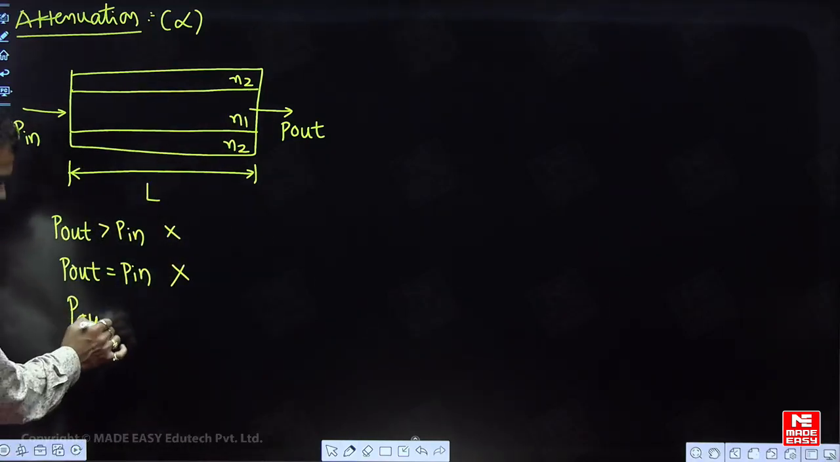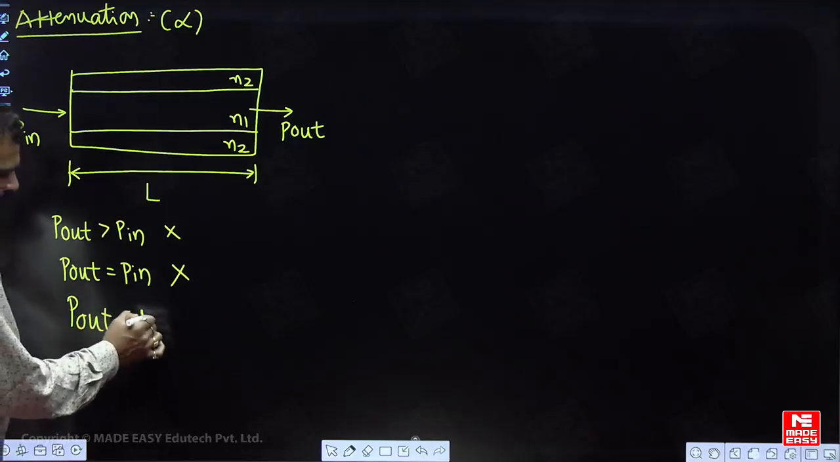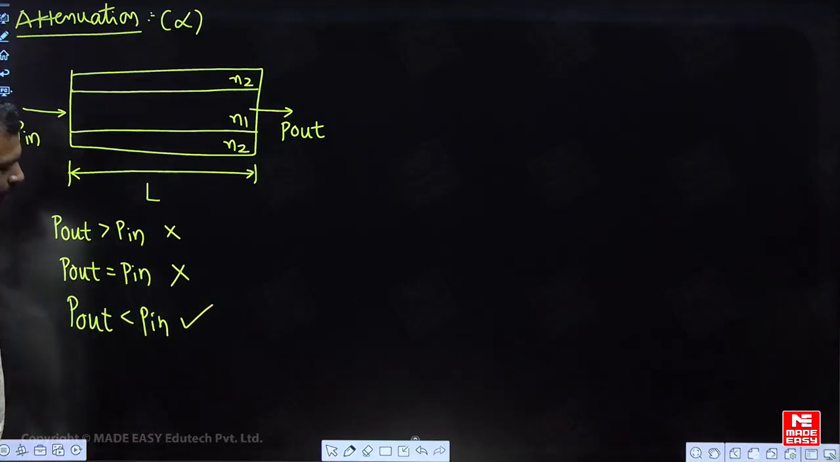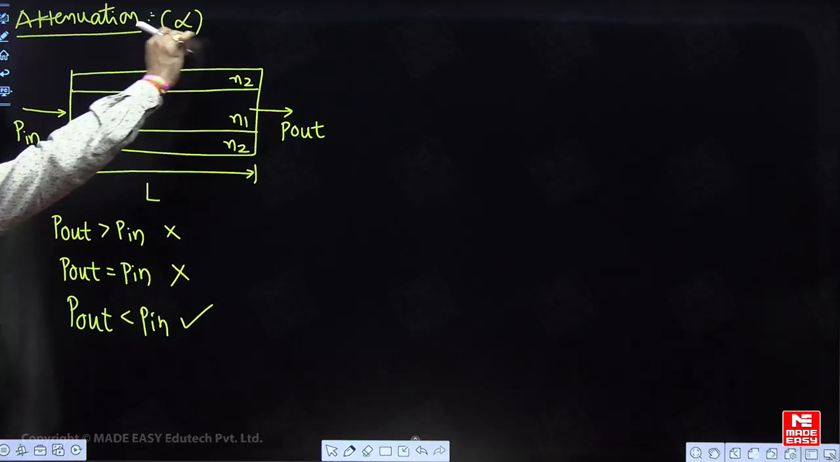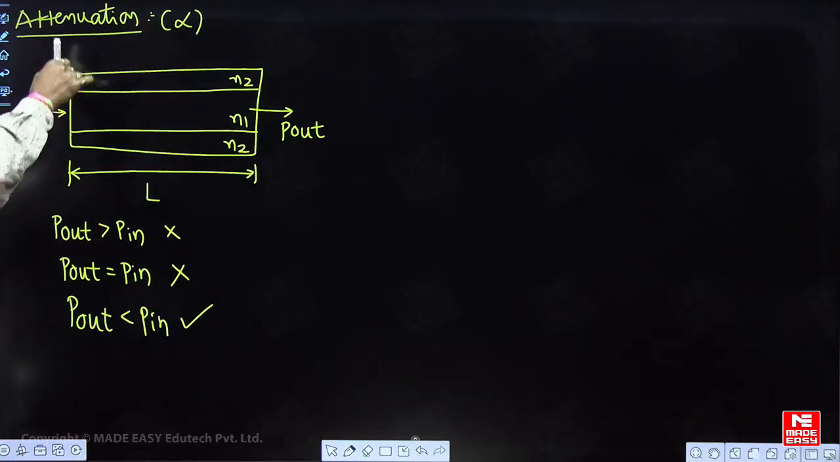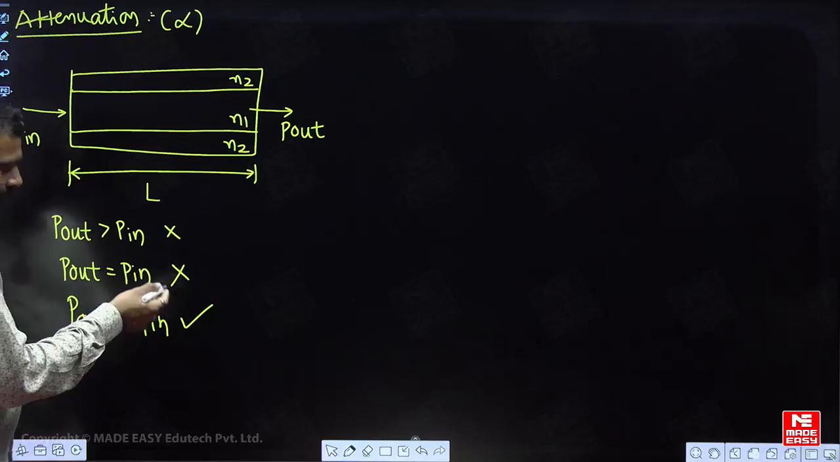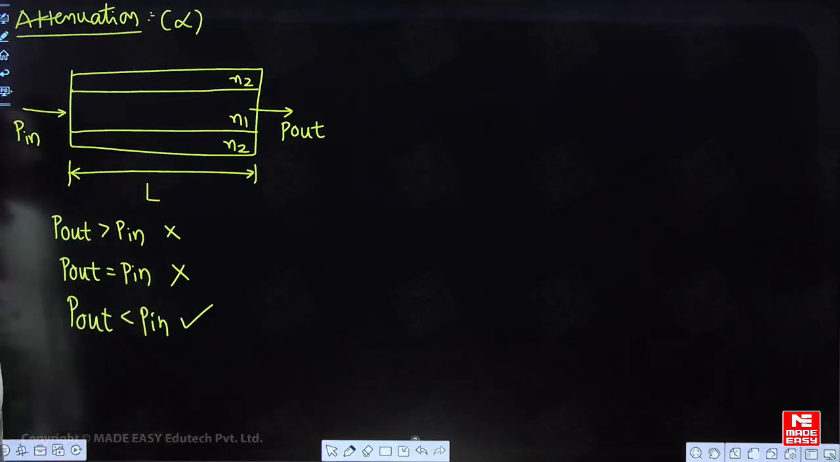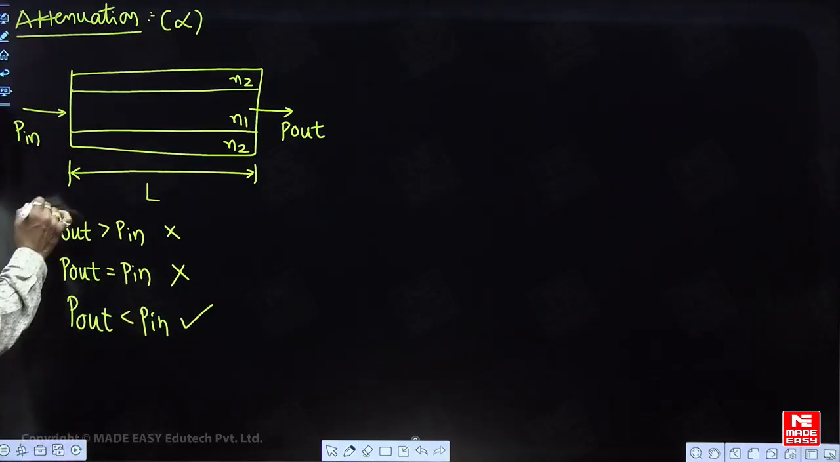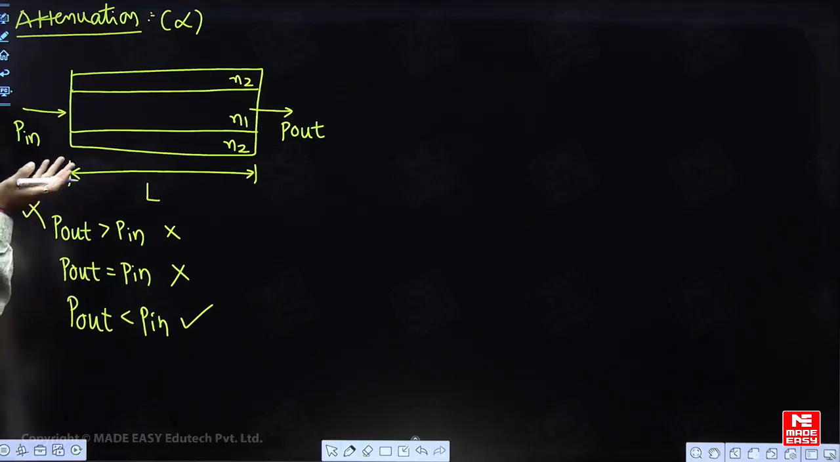All the time P out is less than P in only. Why? Because the fiber material will absorb some of the light. Then the output power we get is always less than the input power P in. That is called loss. We expect to get gain, but no gain. At least I give some P in power, please give P out power. No, that is also not possible.